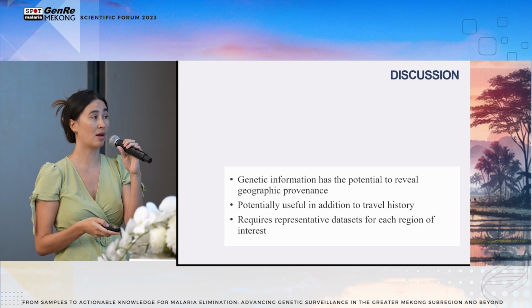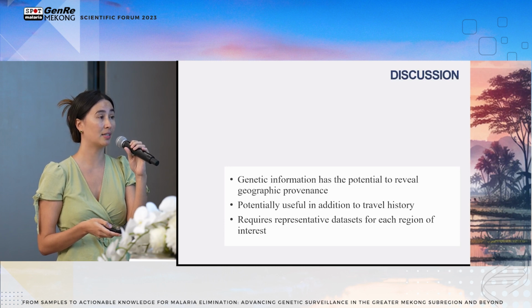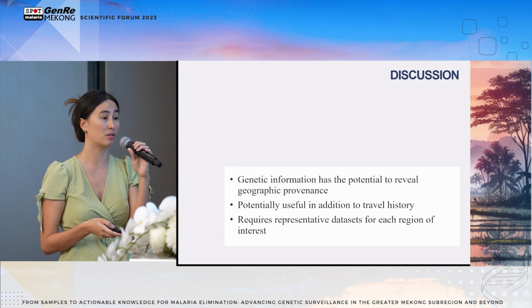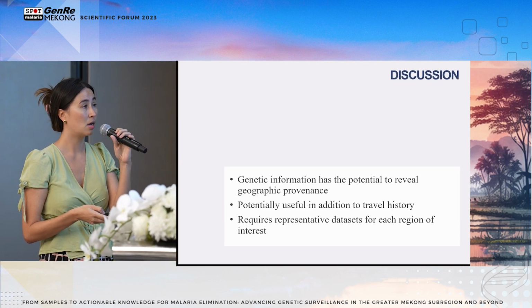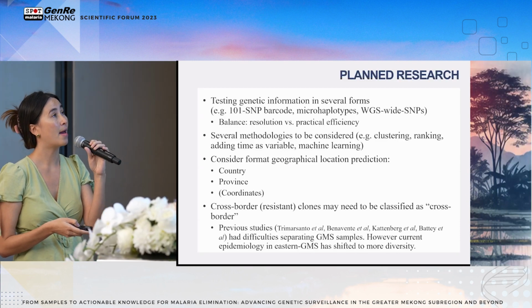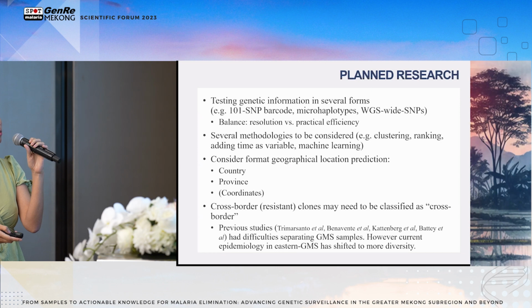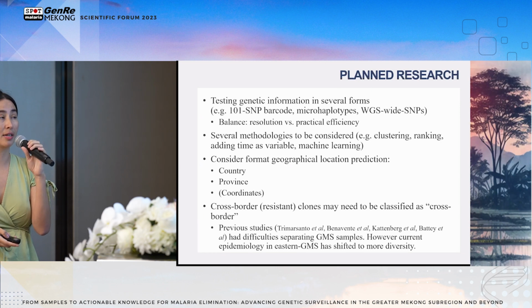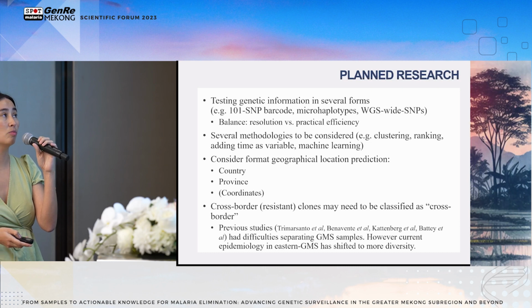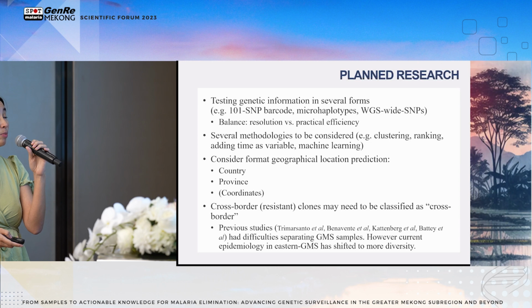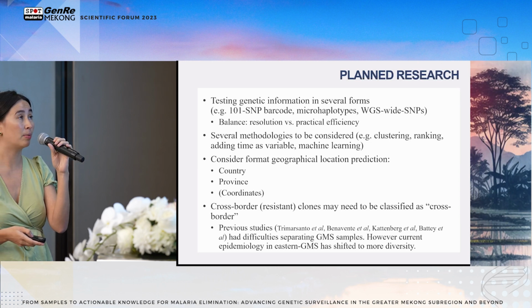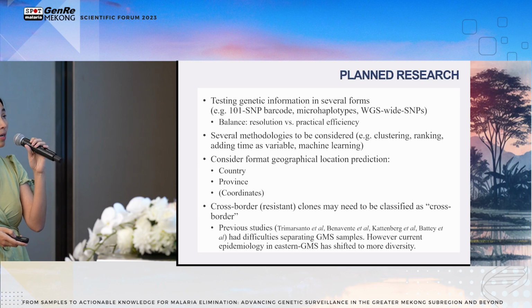It is important to have representative data sets for each region that you're interested in. And then our planned research. So we will look at several ways to use genetic information. So the 101 SNP barcode will be our starting point, but we also have a look at, for example, microhaplotypes and whole genome sequence-wide SNPs.